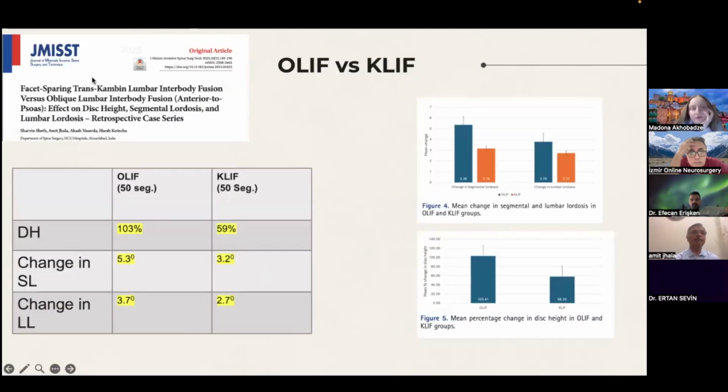And this is what we published in JMIST, a comparison between the OLIF and KLIF, which is better for segmental lordosis and disc height. We had a matched pair between 50 segments of OLIF and 50 segments of KLIF. Disc height was much better, 103% with an OLIF compared to 59% with the KLIF. Change in segmental lordosis was much better in OLIF, better than TLIF by 3.2 degrees, and the overall change of lordosis was also better with an OLIF procedure.